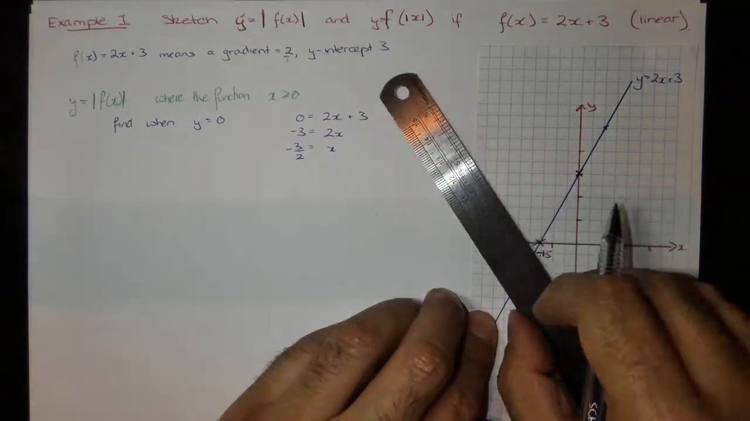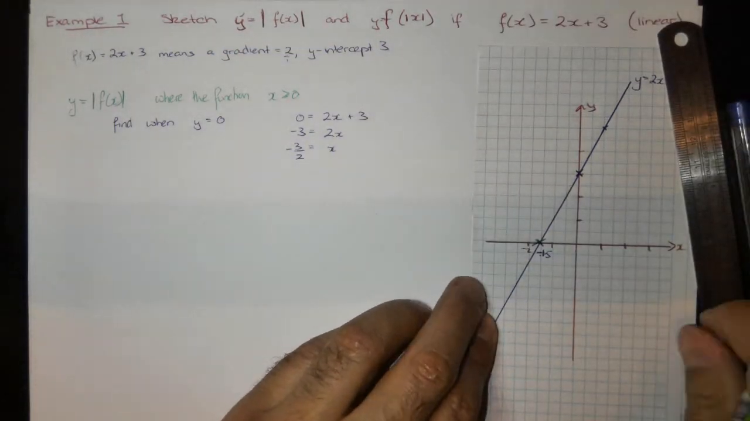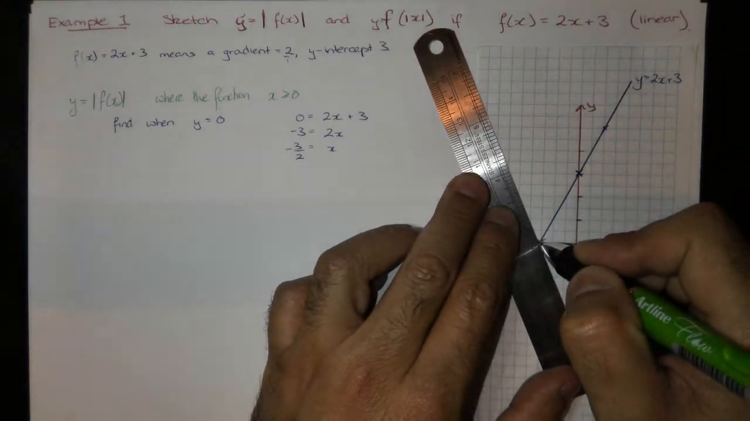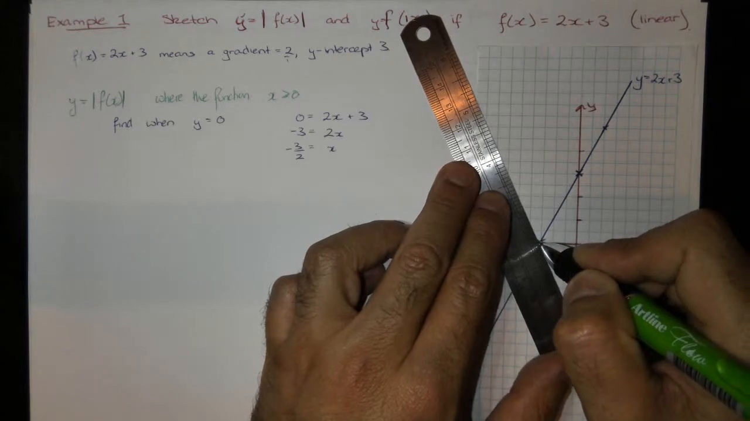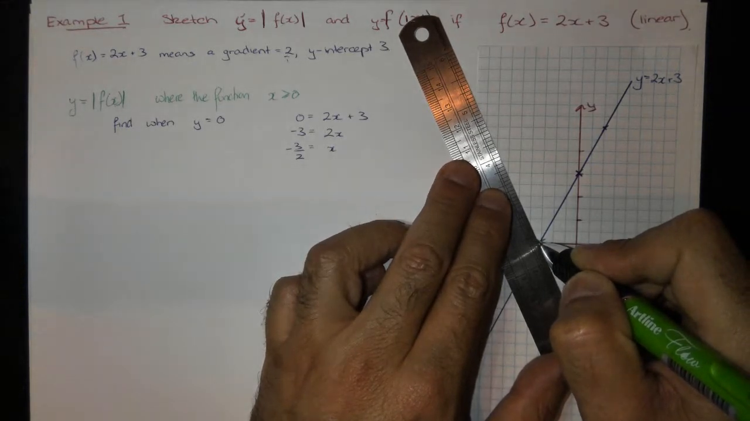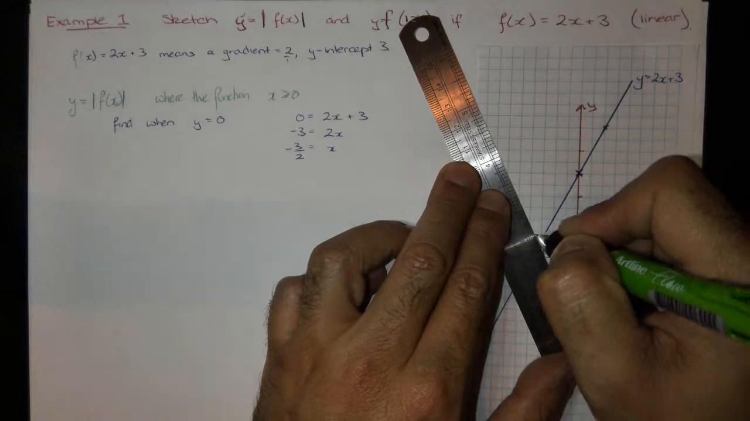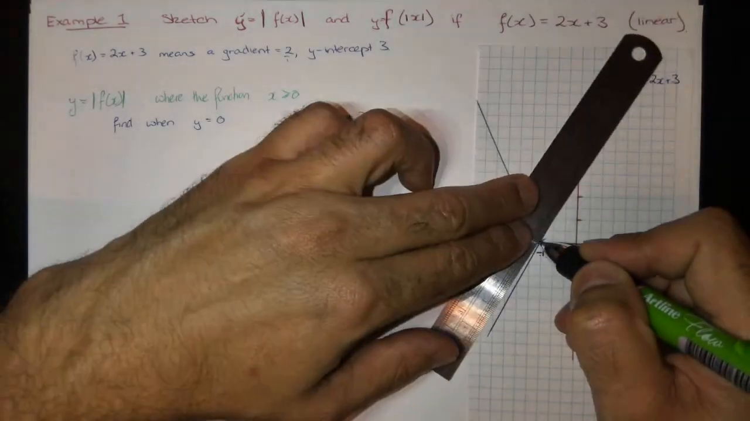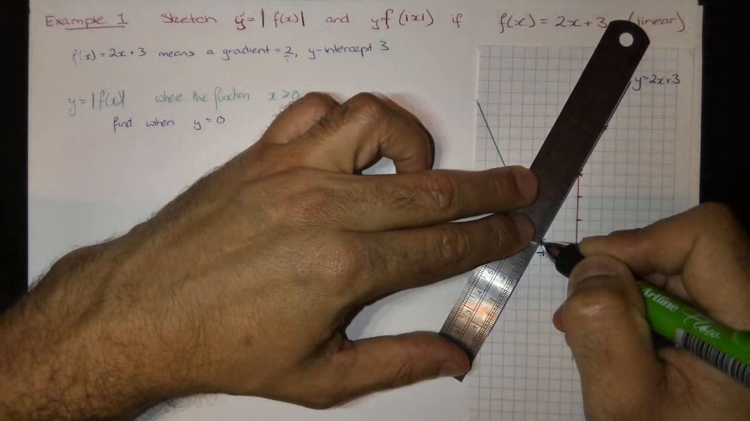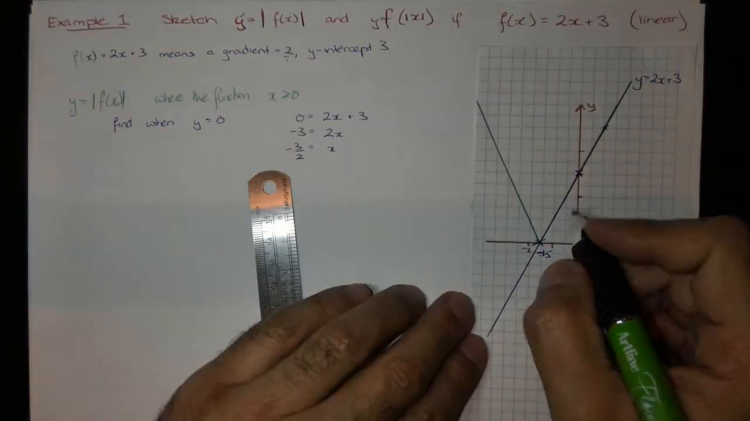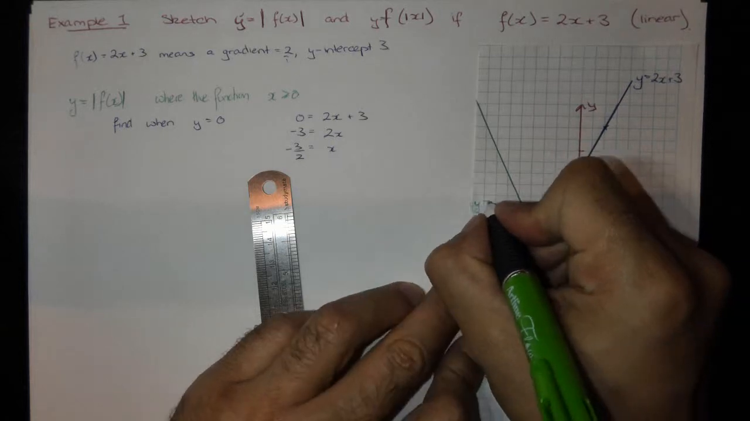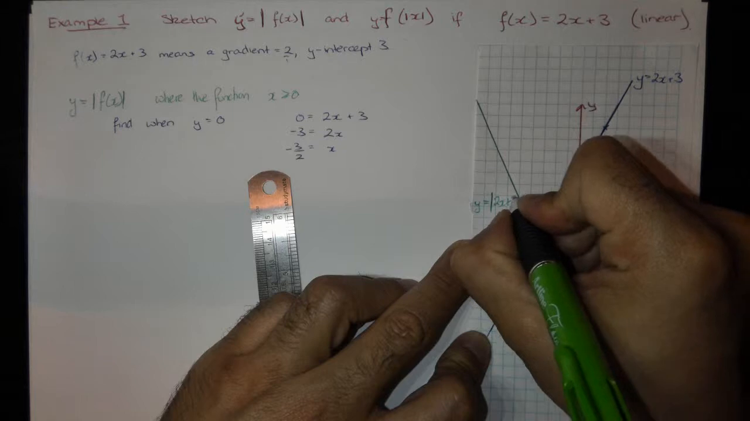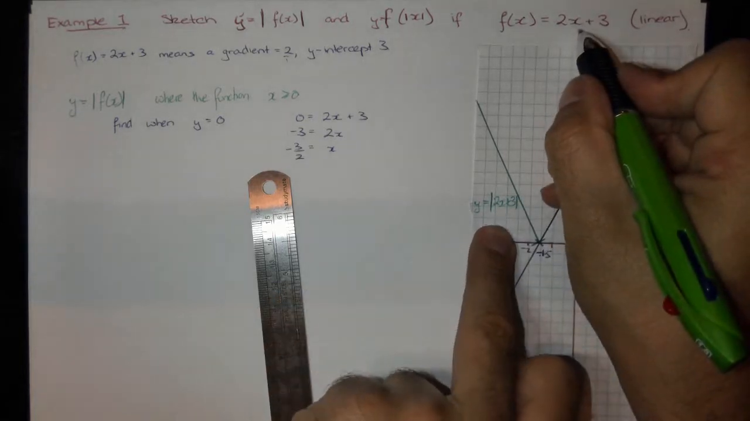So what happens is, if I can get it correct, yeah, that looks right. This part here is my y equals the absolute of 2x plus 3, because that's my function.